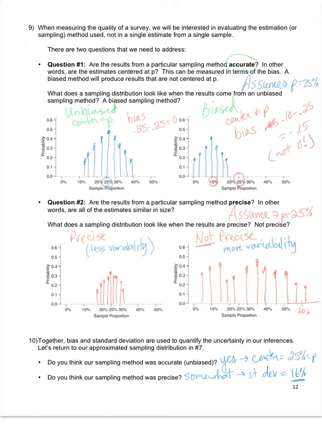And one last question they might want to consider is, how can you increase the precision of the sampling method? So what can bring you from a distribution that looks more like this one to this one? And what we're going to find is that has something to do with our sample size.